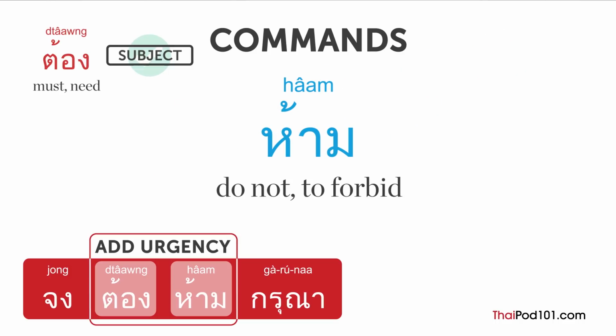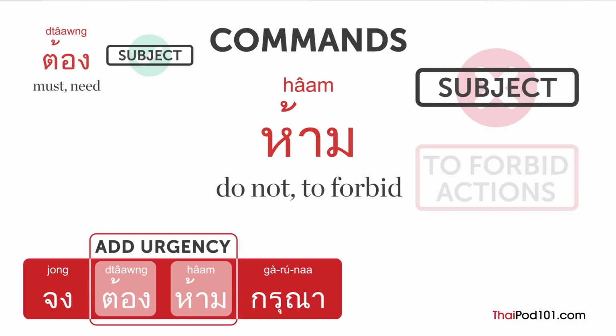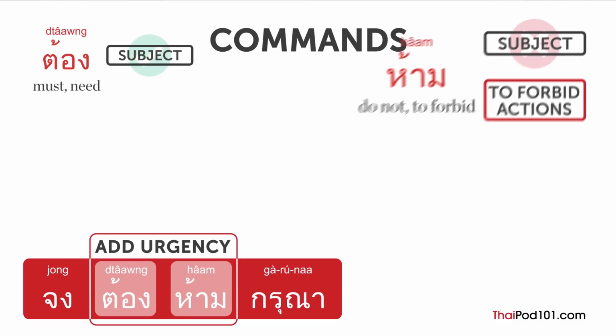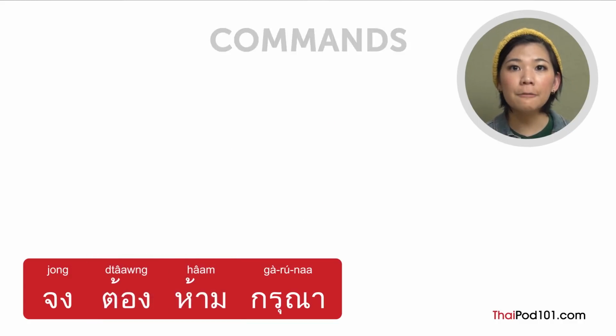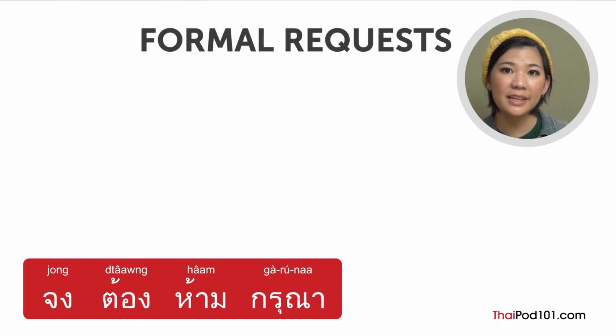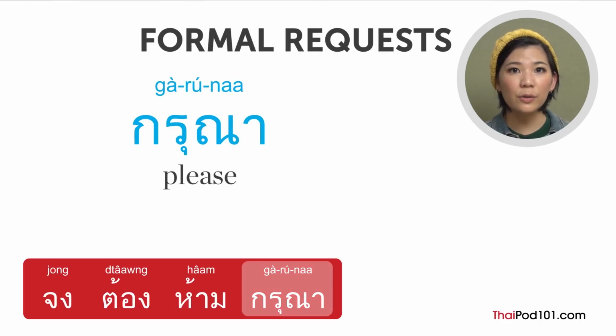ห้าม, on the other hand, must be used without a subject noun and when you forbid actions. For example, ห้ามผ่าน do not pass. A more formal way of requesting something is to use the word กรุณา.